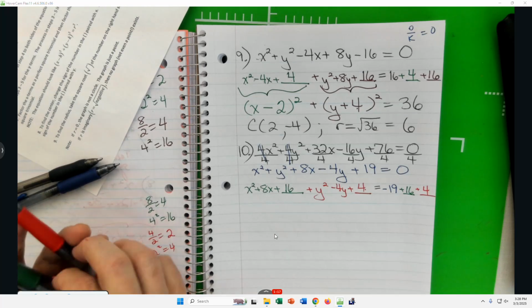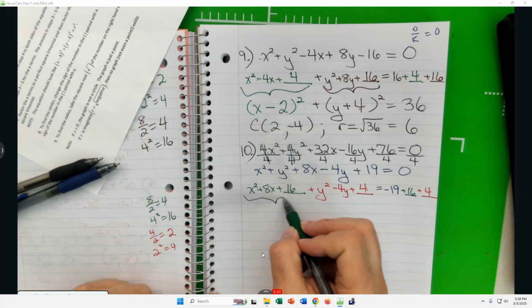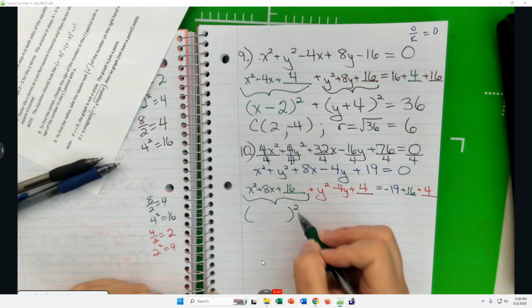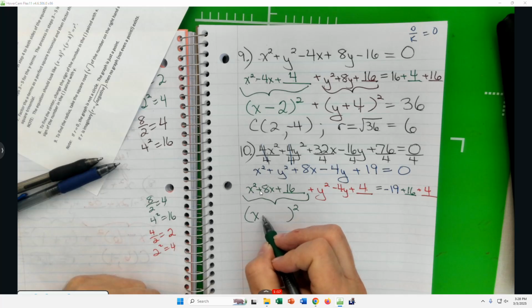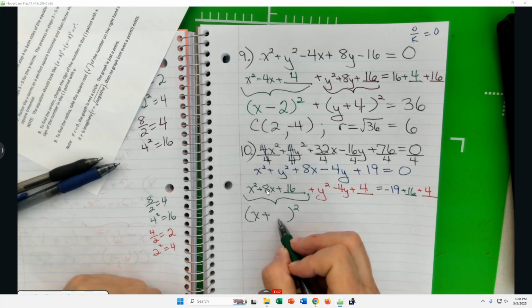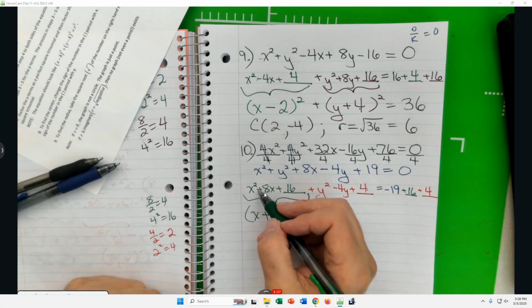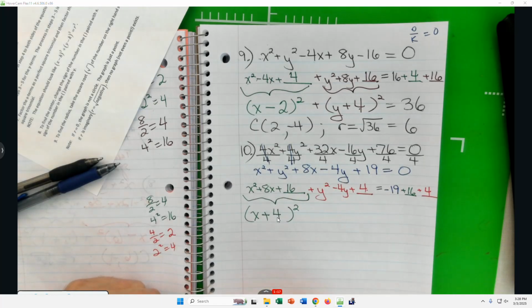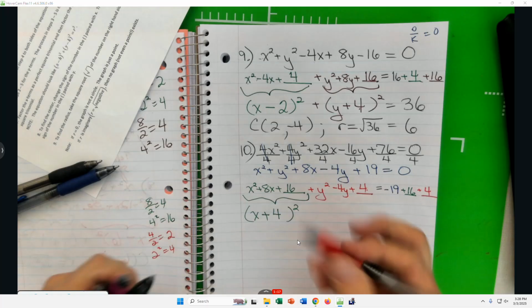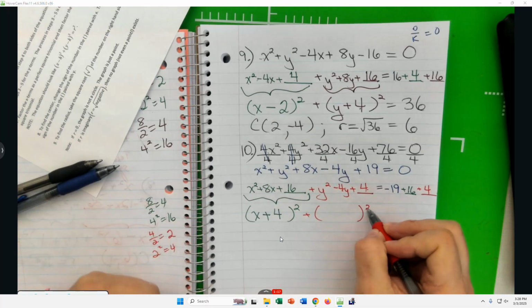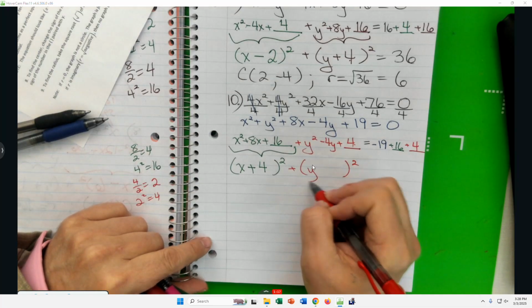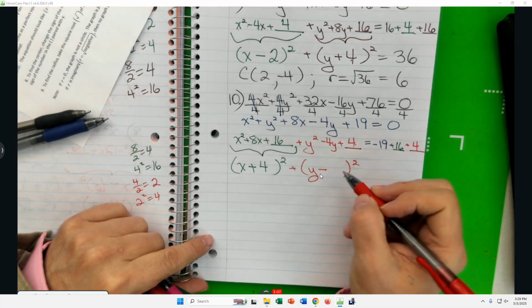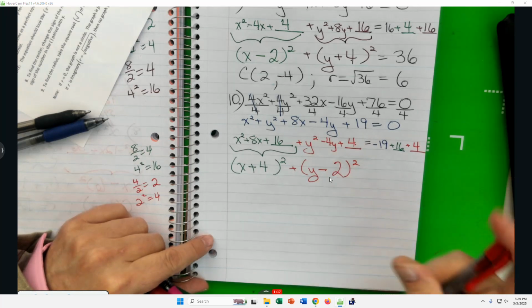So now we should be able to factor these as perfect squares. Let's factor the x terms. Variable, sign, plus number. Okay. Variable, sign, half of that number. Now the red terms, you call it out. Variable, sign, minus, number. I agree.